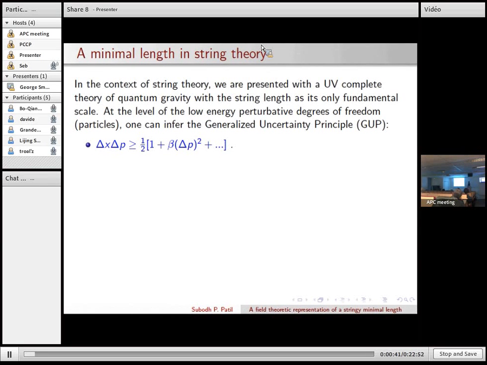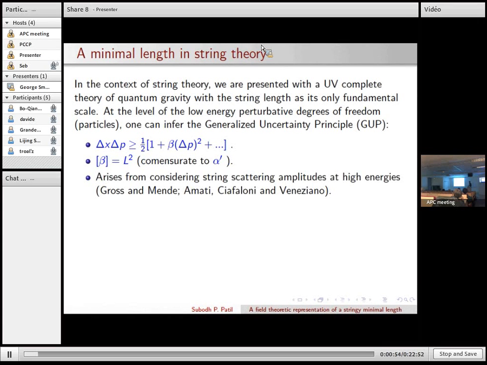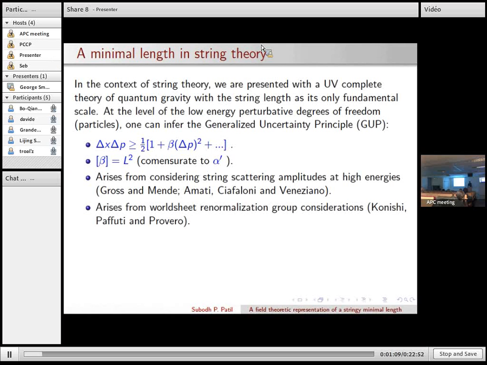What do I mean by that is, well, there's various indications that if you use strings as your effective probes of geometry, there's a sort of a modification to the usual Heisenberg uncertainty relations that can arise from various different considerations, in particular from string scattering at high energies. And in particular, I suppose the one that I could explain the most intuitively from the world sheet perspective. So what do I mean by that?